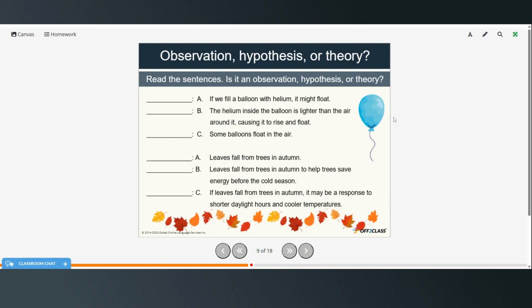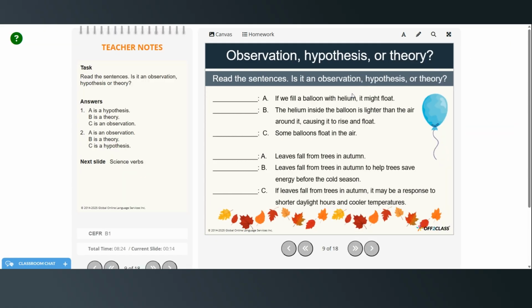All right, here are a few more. Determine if they are hypothesis, theory, or observation. Okay, if we fill a balloon with helium, it might float. That is a hypothesis. The helium inside the balloon is lighter than the air around it, causing it to rise and float. That is a theory.